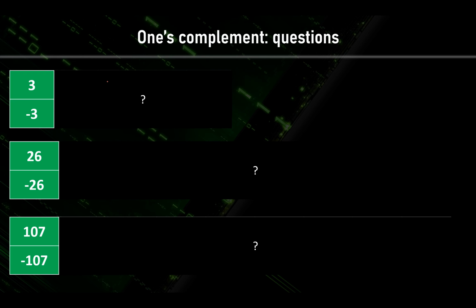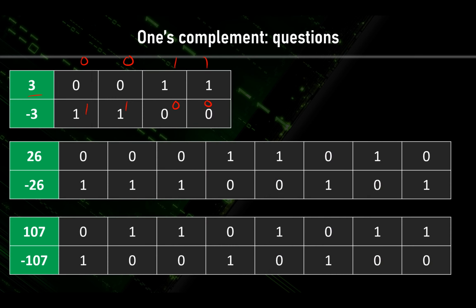Now, if you want to try this, let's say positive 3. There's not going to be an 8, there's not going to be a 4, there will be a 2, there will be a 1. Then to get -3, it's just going to be flip the bits. So 1, 1, 0, 0. And again, just have a go at these.